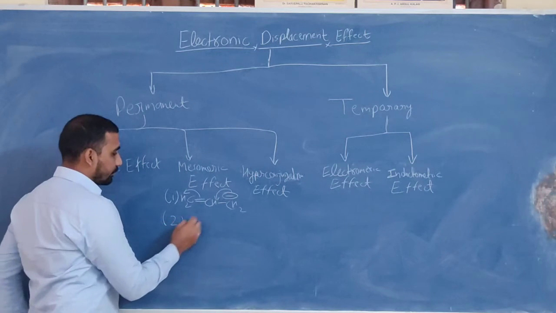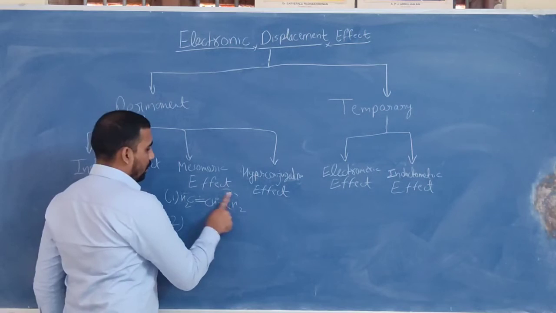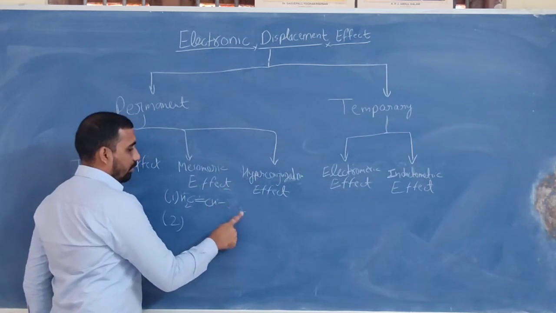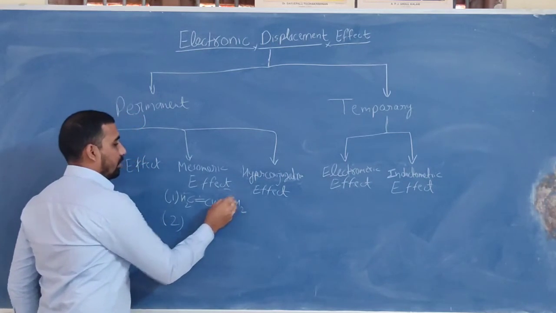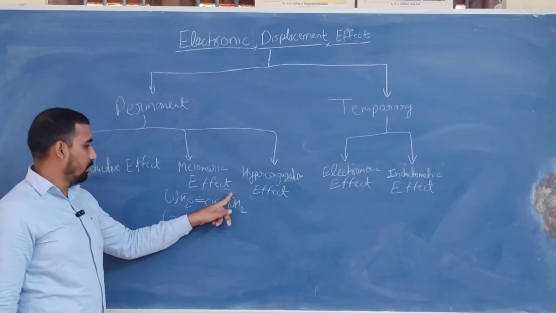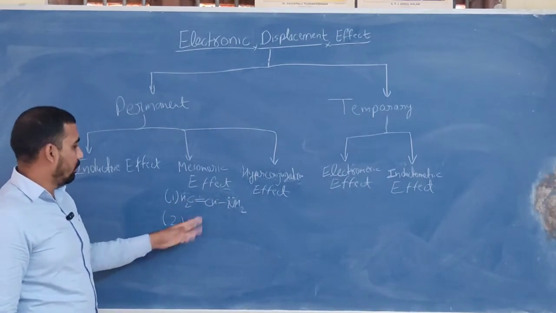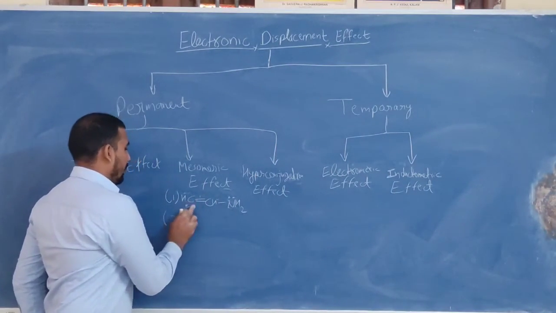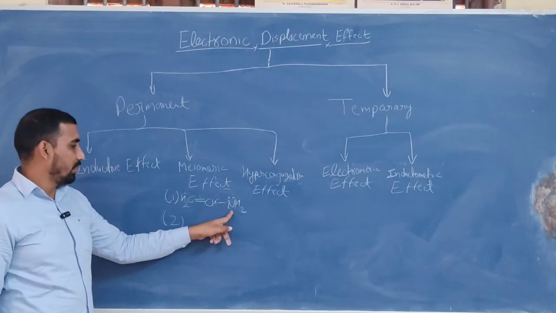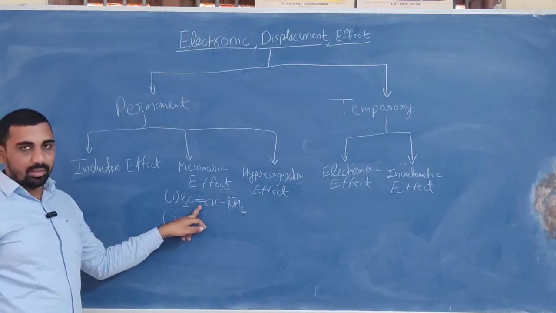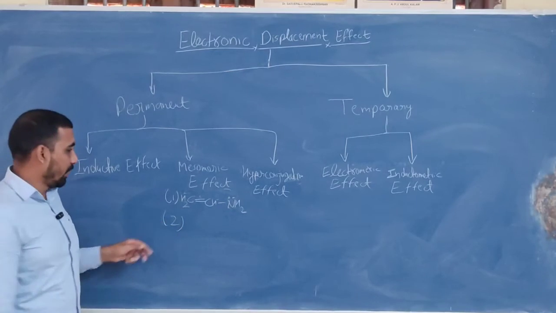The second case is where this pi orbital is still there, but in place of the carbon ion we have some lone pair containing species. In this case also, this lone pair will move like this. This is slightly unfavorable for the electron to go like this, because this is more electronegative. But in the presence of the pi orbital here, this electron can move like this.